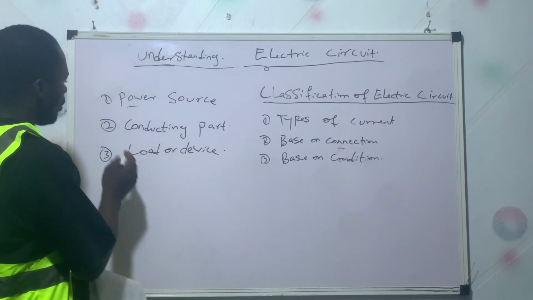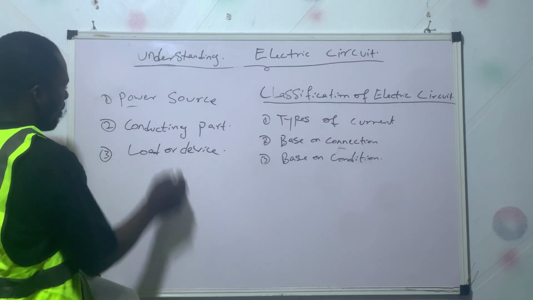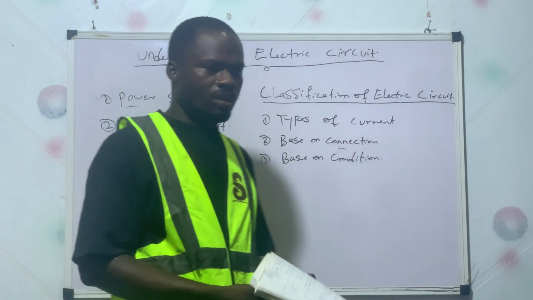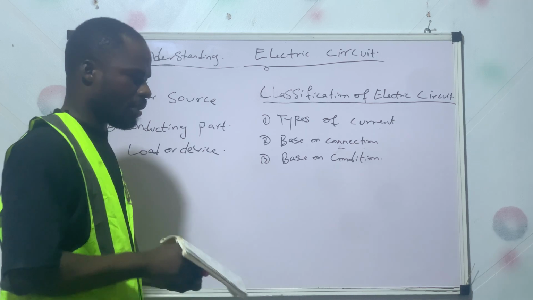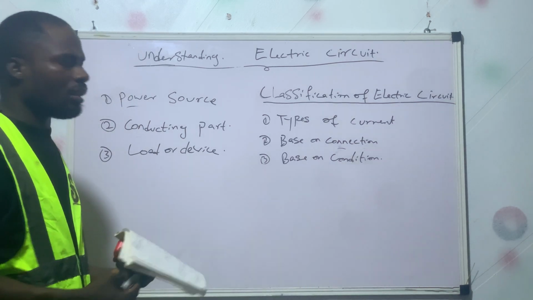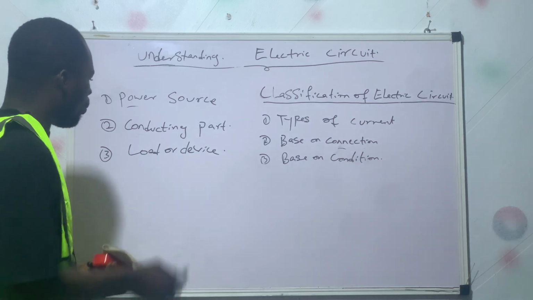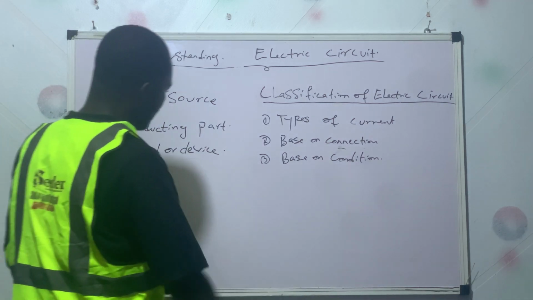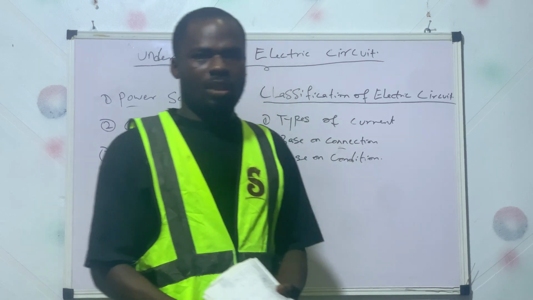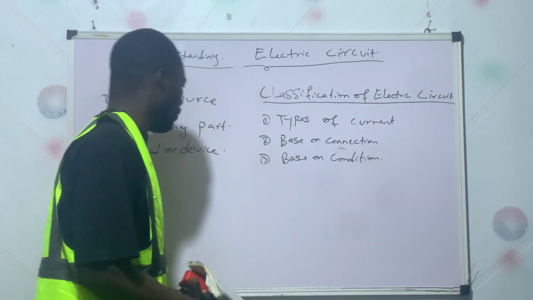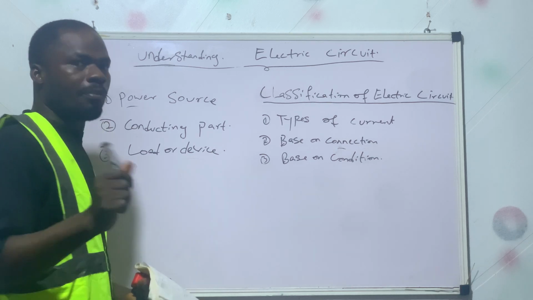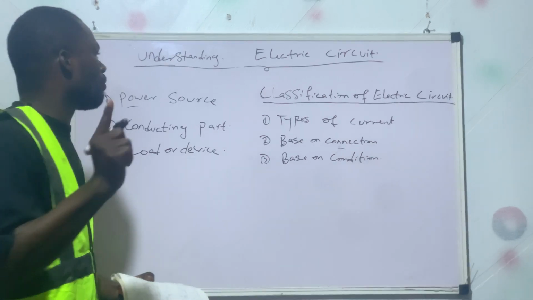The second one is your conducting part. There must be a source of conductivity for the electric circuit to be functional, which is normally electric wires. Then the third one will be your load or device. The load you intend to power in that circuit, that is your load. These three components are very important and must be present for a circuit to be complete.